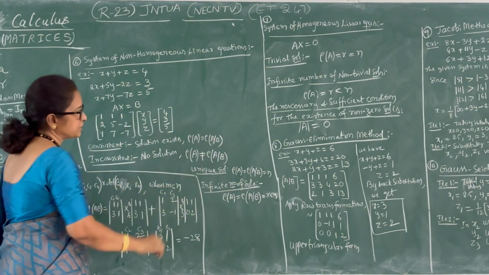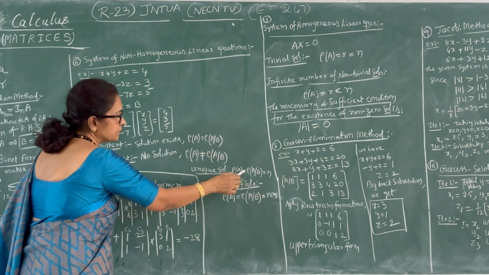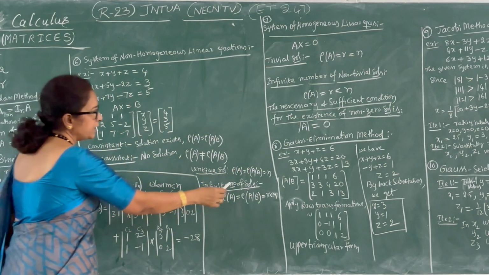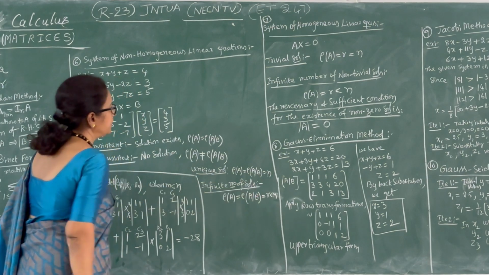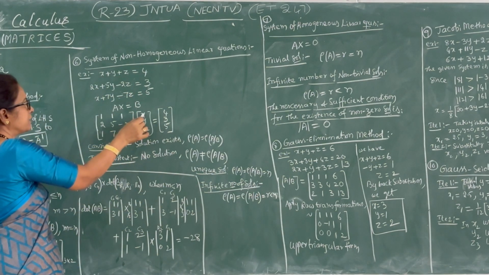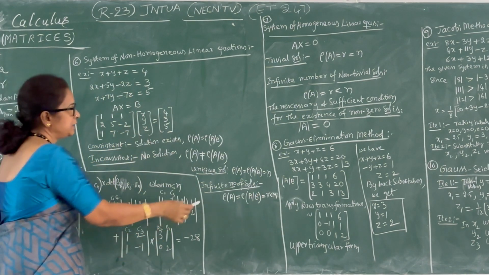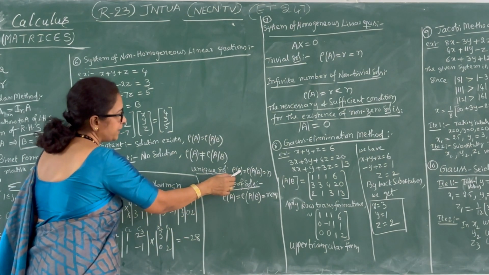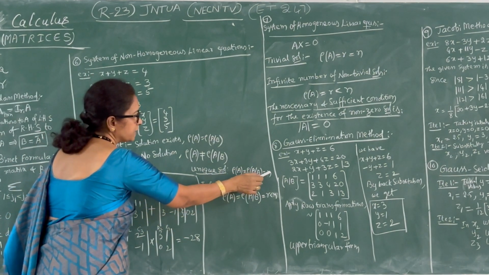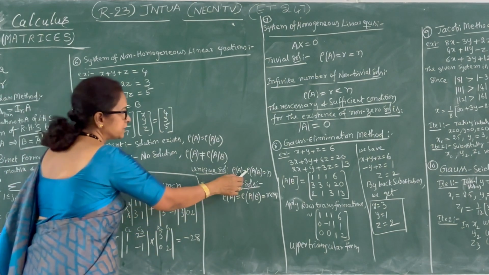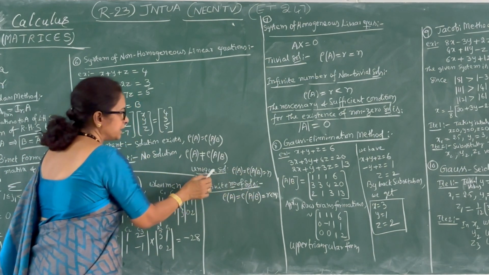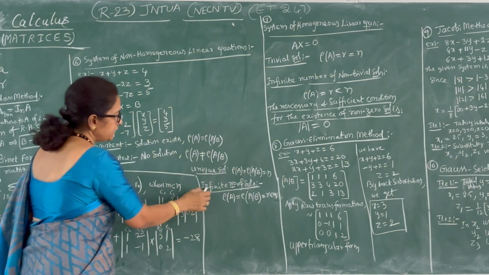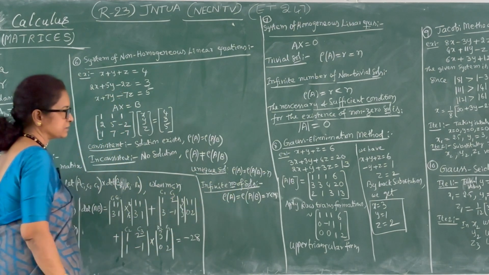For a unique solution, rank of A is equal to rank of [A|B] is equal to n. Here n is the number of variables. Here the variables are x, y, z, so 3. So like this, we compare the ranks with the number of variables. If all are equal, then the given system has a unique solution. Otherwise, if the rank is less than n, then infinite number of solutions.